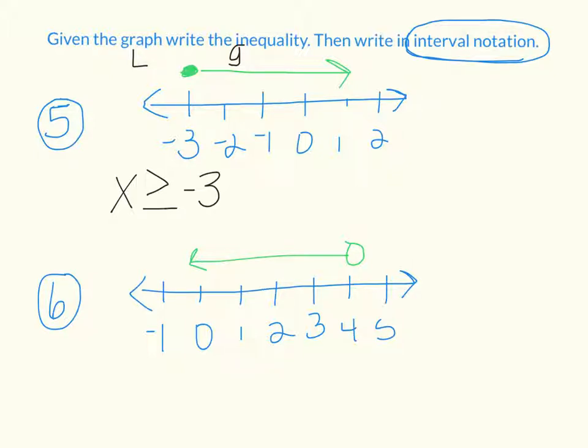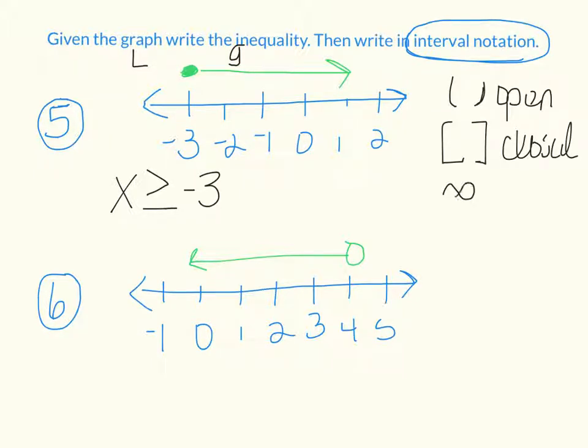All right, interval notation. With interval notation, we always look at the graph. There are a couple of things you need to know. We're going to use parentheses if it's an open circle, and we're going to use brackets if it's closed. And then infinity for arrows.